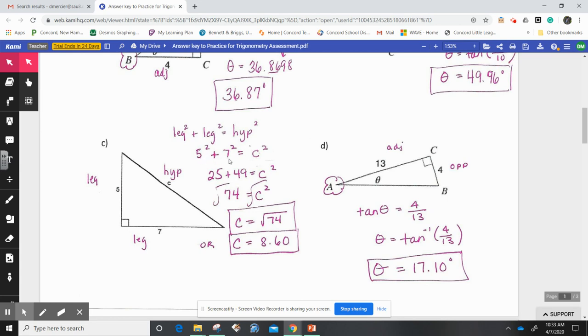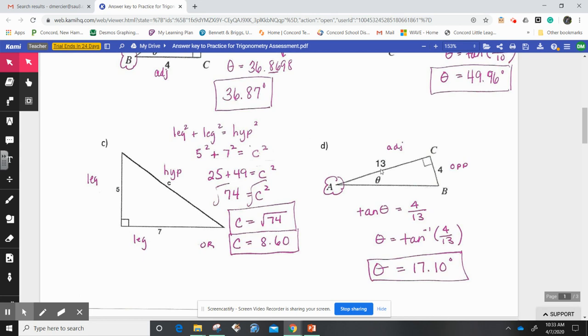If you would add them right at the beginning, you get 12 squared, which would be 144, which is definitely not the same thing as 74. So make sure you square them first, then add them together. So I have c squared equals 74, and then you're going to take the square root of both sides, and I'm going to end up with 8.6. Okay.